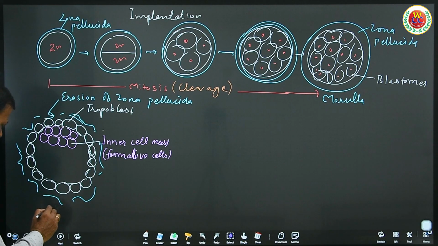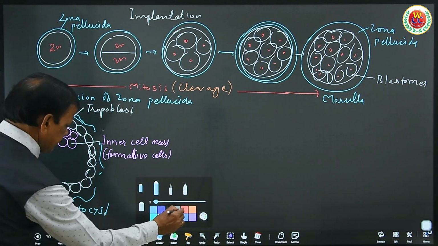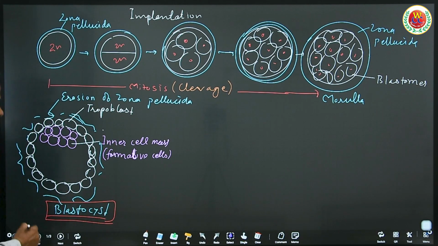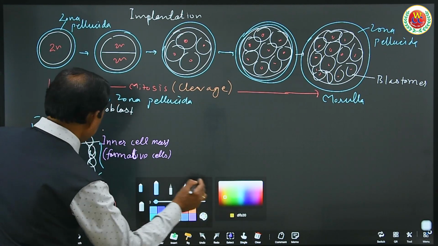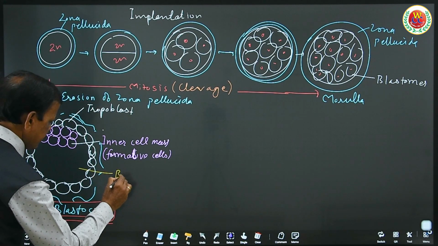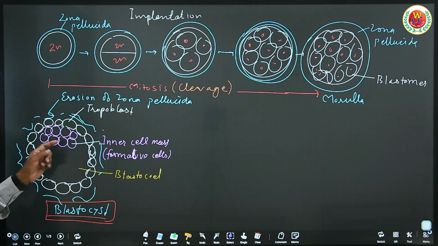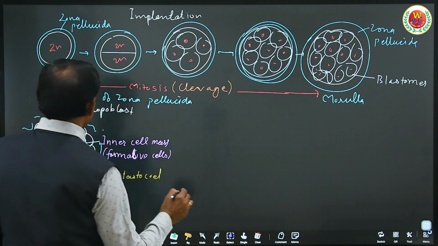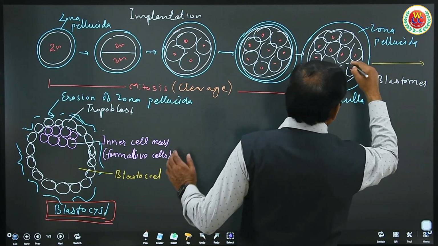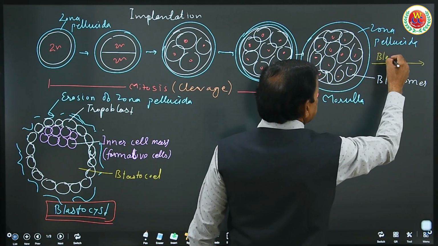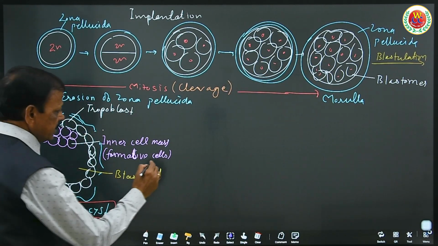Now this stage is called the blastocyst. And here the cavity which is produced is called the blastocoele. The inner cell mass cells now arrange and rearrange. This process of conversion of morula into blastula is known as blastulation. After formation of the blastula, the blastocyst, it undergoes gastrulation.